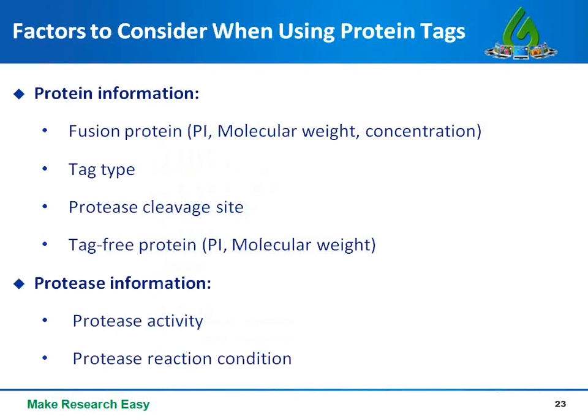When using protein tags, you need to consider your target protein characteristics, including protein sequence, PI, molecular weight, and even protein concentration. What type of tag to use, whether a protease cleavage site needs to be added, whether a tag-free protein is desired for final delivery. On the protease side, you need to consider the protease activity and its reaction condition, and whether the target protein will be affected by those conditions.